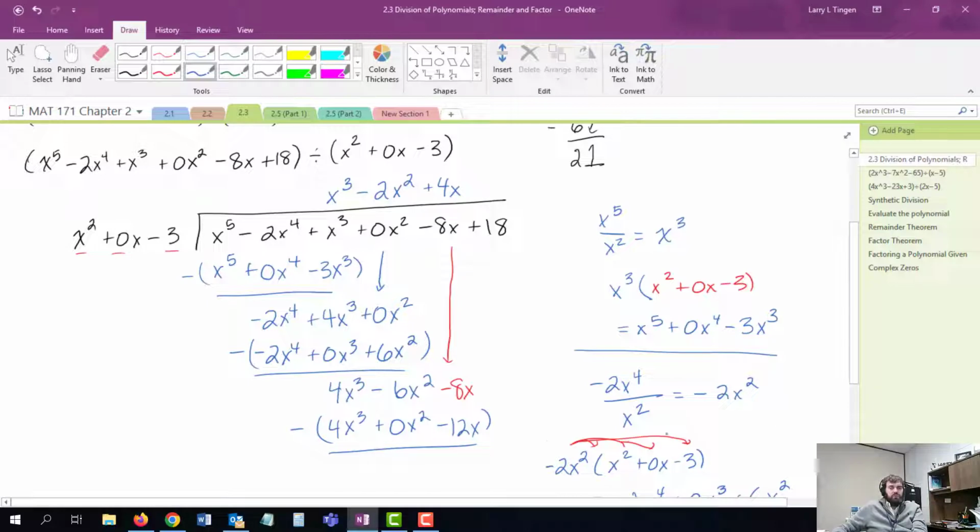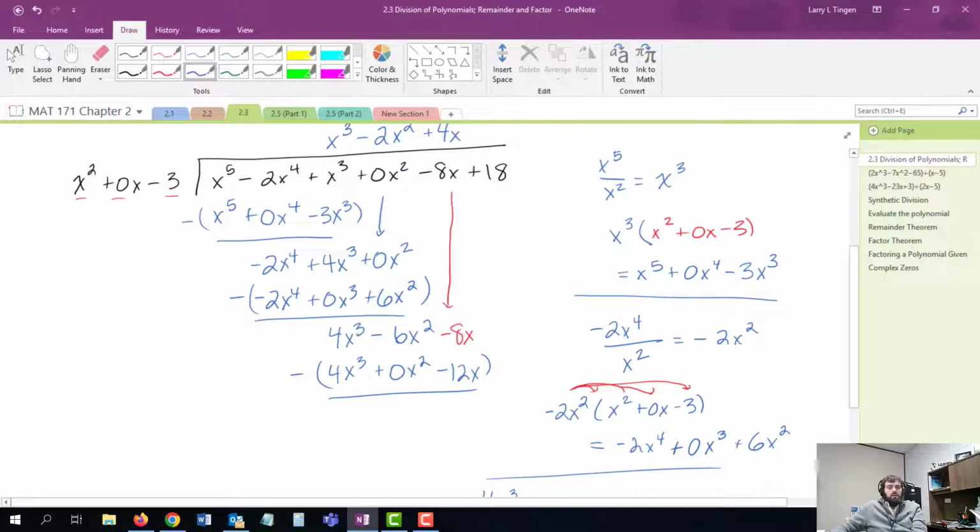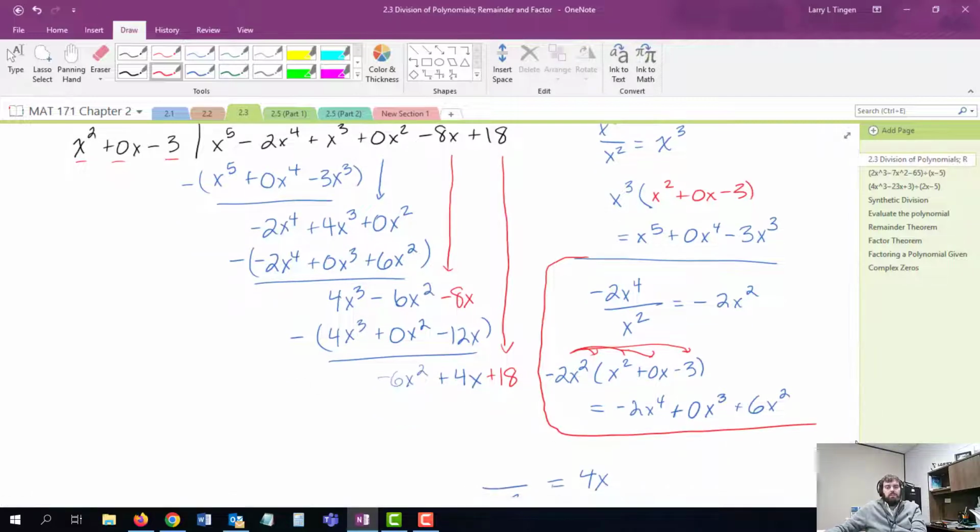4x cubed minus 4x cubed is 0. Negative 6x squared minus 0x squared is negative 6x squared. And negative 8x minus negative 12x becomes plus, so that becomes plus 4x. And then the last step, bring down that 18. Let's get rid of this little bit right here. Make sure you see that's something separate.